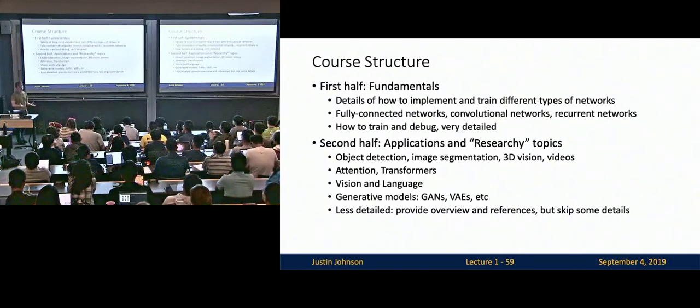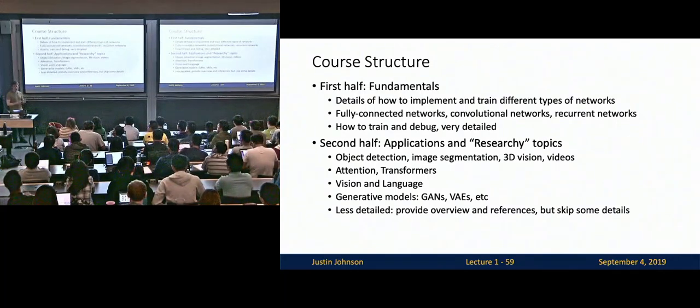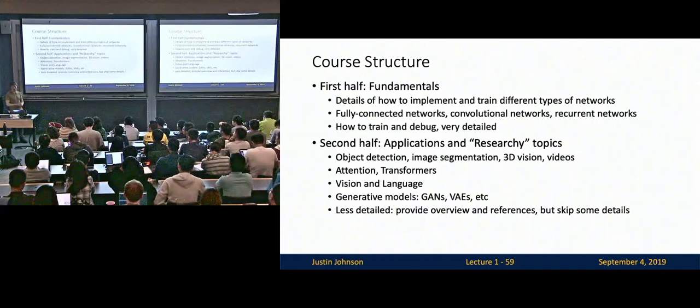Now, in the second half of the course, we're going to shift a little bit in flavor. And here, we're going to focus more on applications and more emerging researchy topics. So around that point in the course, you'll notice a bit of shift in tone in the lectures. They will become a little bit less detailed. We'll sometimes skip over some of the low-level details and perhaps refer to papers if you need to know those details. And instead, the lectures will focus more on giving you an overview of how these different things are used across different applications in computer vision and beyond.